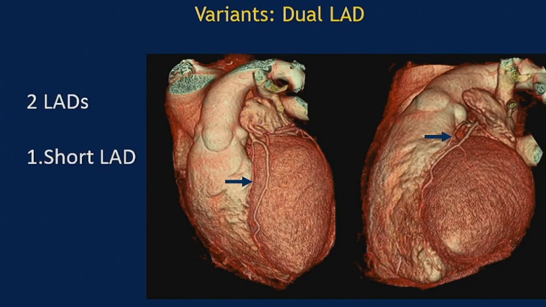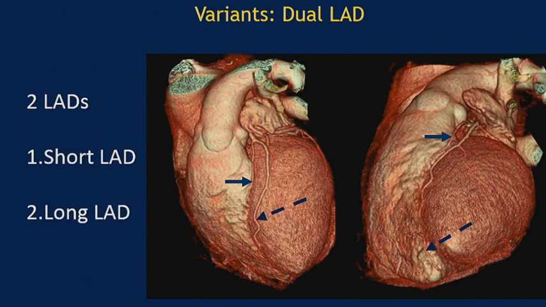So what's happening is that there is this other bigger vessel which is coursing parallel to the short LAD for a variable distance, and then more distally it enters into the anterior interventricular groove, in fact wraps around the apex. So this is our long LAD. So we have two LADs in the anterior interventricular groove.